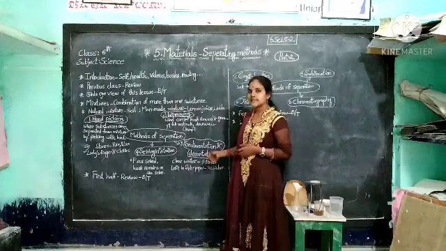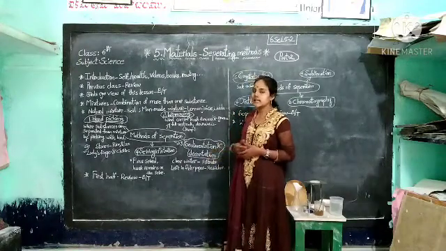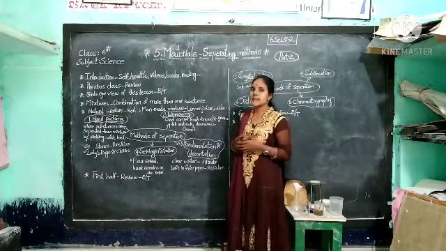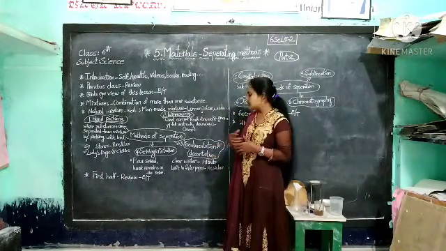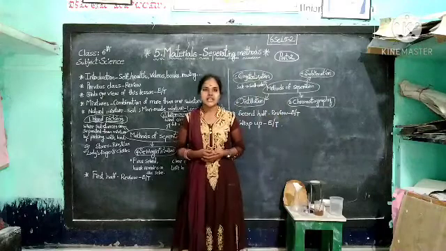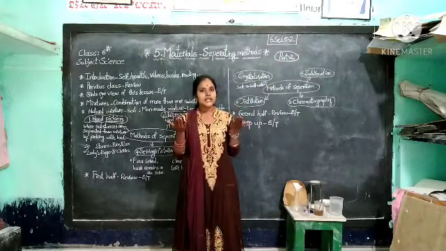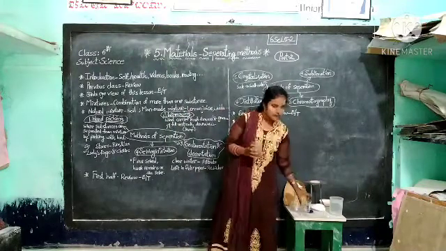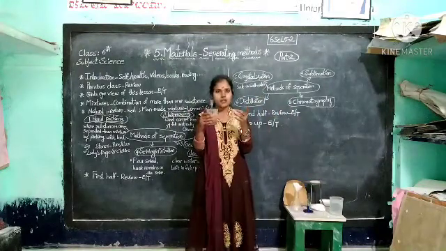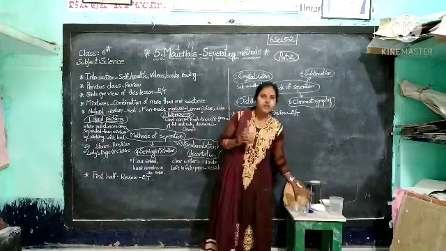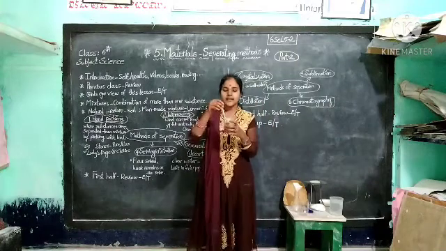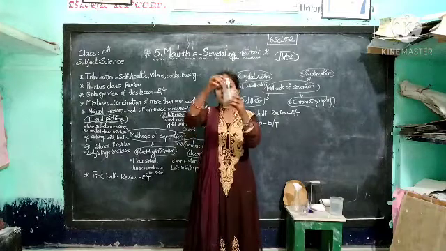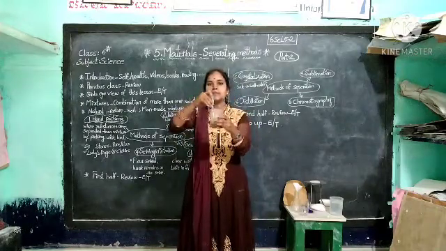What is that, children? Sedimentation and decantation. These are also methods of separation. To know about sedimentation, first of all we have to take two beakers. For example, like this, you have to take two beakers. First of all, take a beaker with mud. A beaker containing mud.